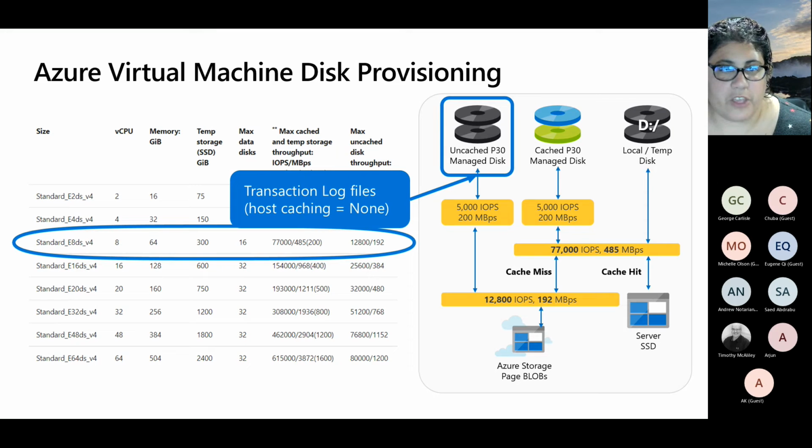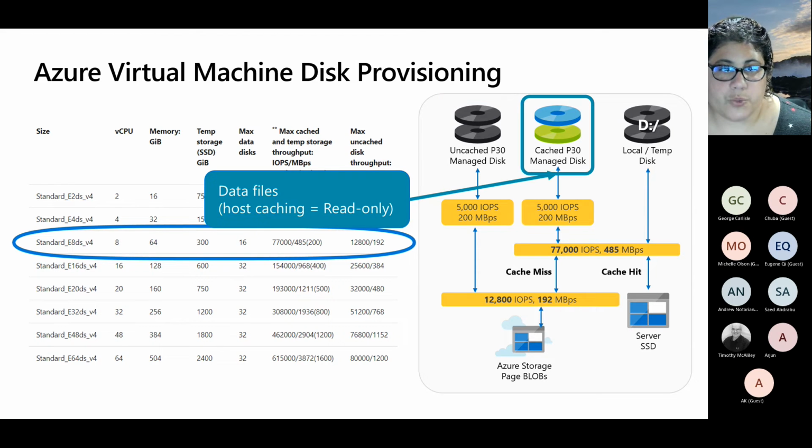So we recommend that you have a separate drive or a separate pool of drives for your log files so that you can turn off caching. Otherwise, you're wasting cache. So for your data files, we recommend you put those on cached managed disk. We usually recommend a pool of P30 drives to get to the IOPS and throughput you need at the disk level. And here you would turn host caching to read-only because the caching allows you a lot more IO throughput.